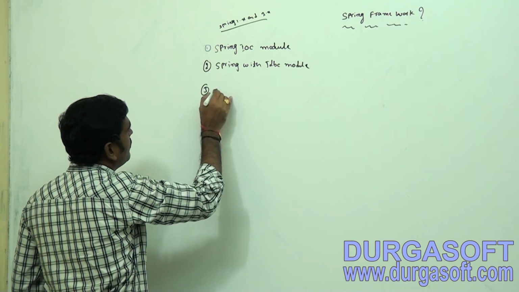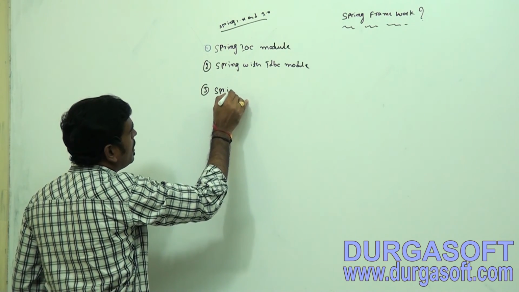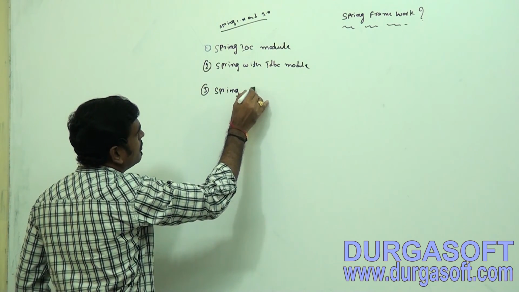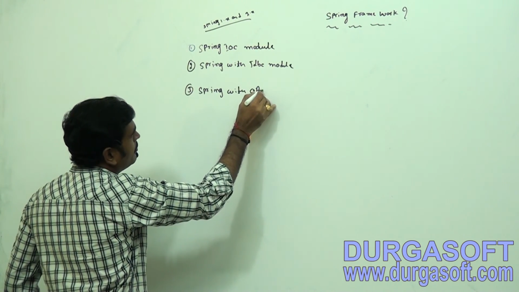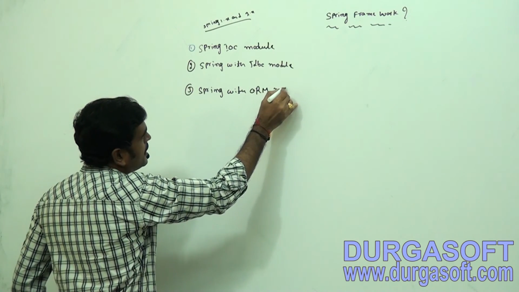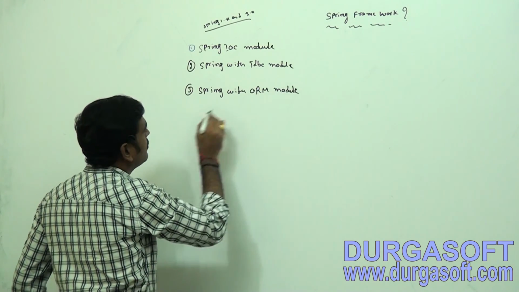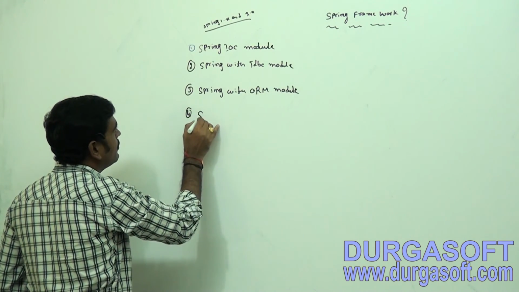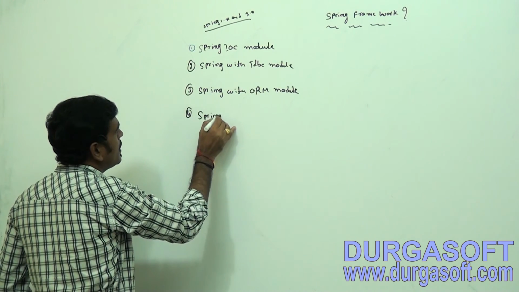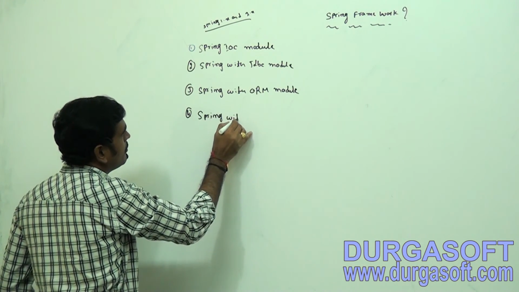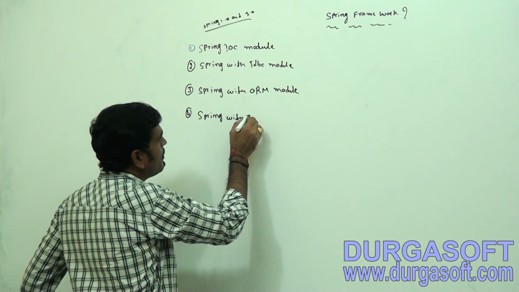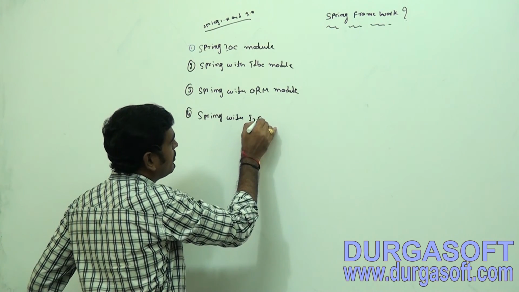Number 3, Spring with ORM, Object Relational Mapping. Number 4, Spring with J2EE.